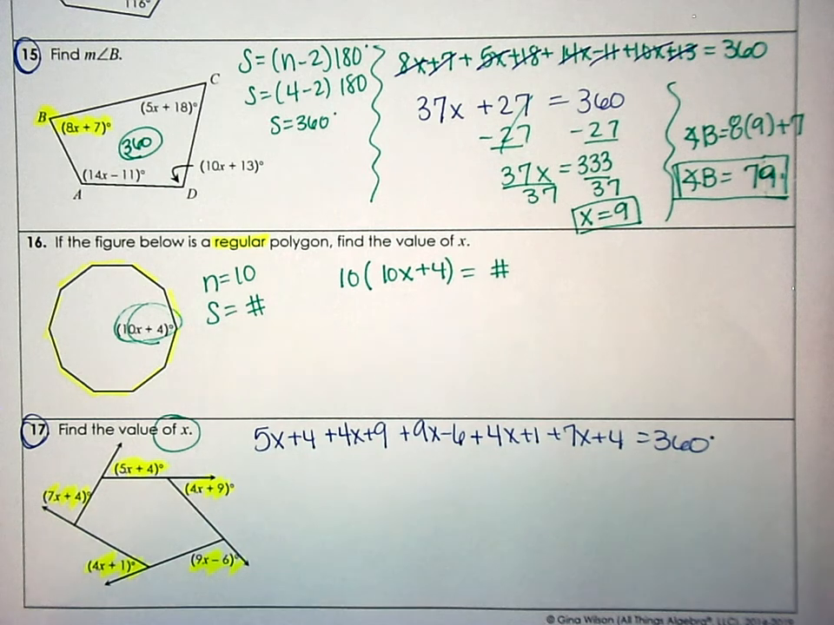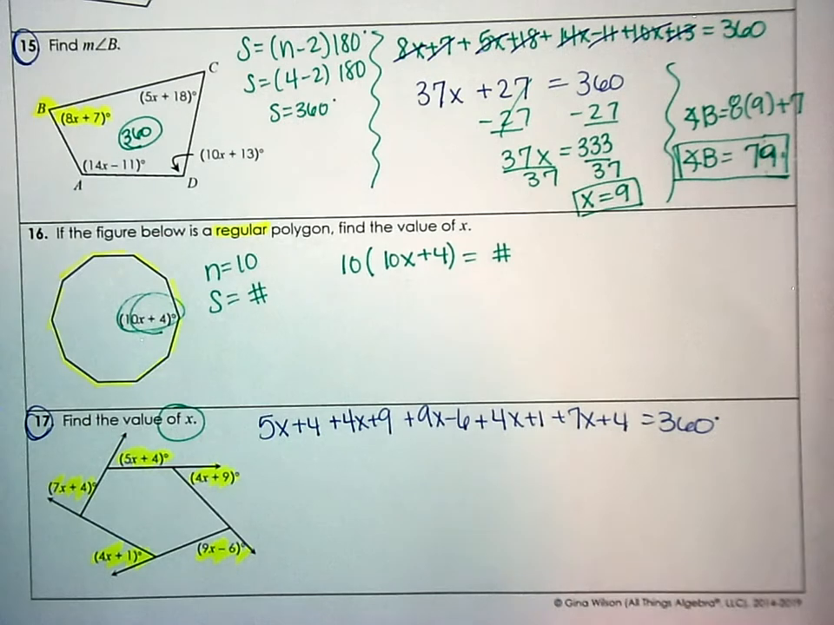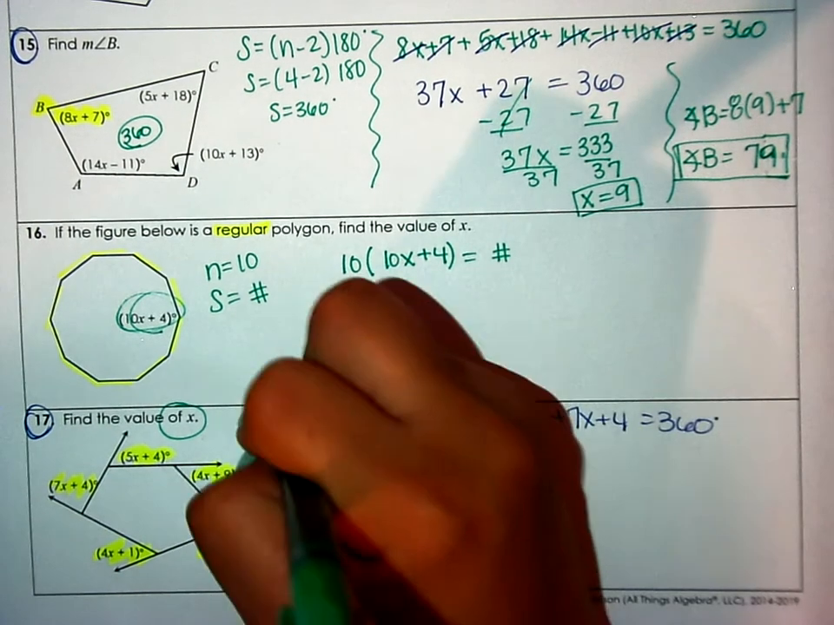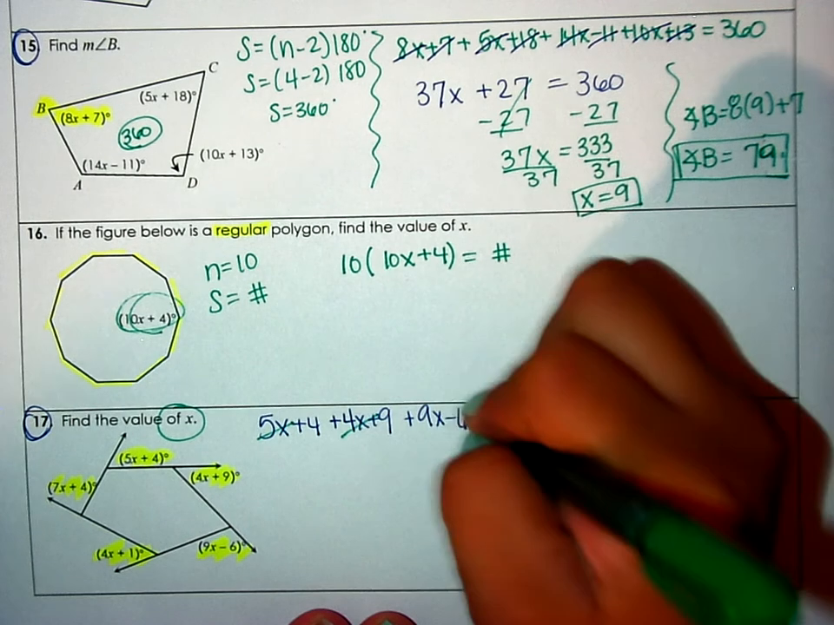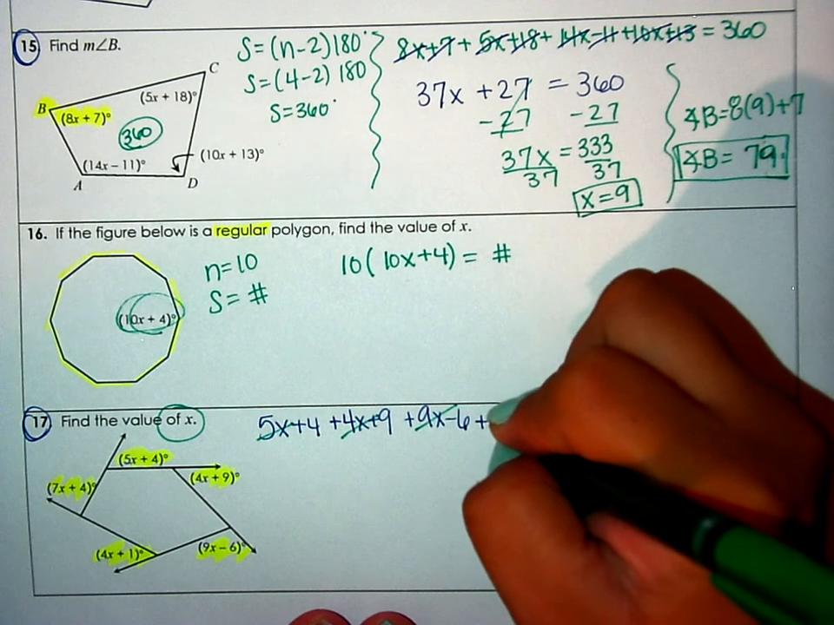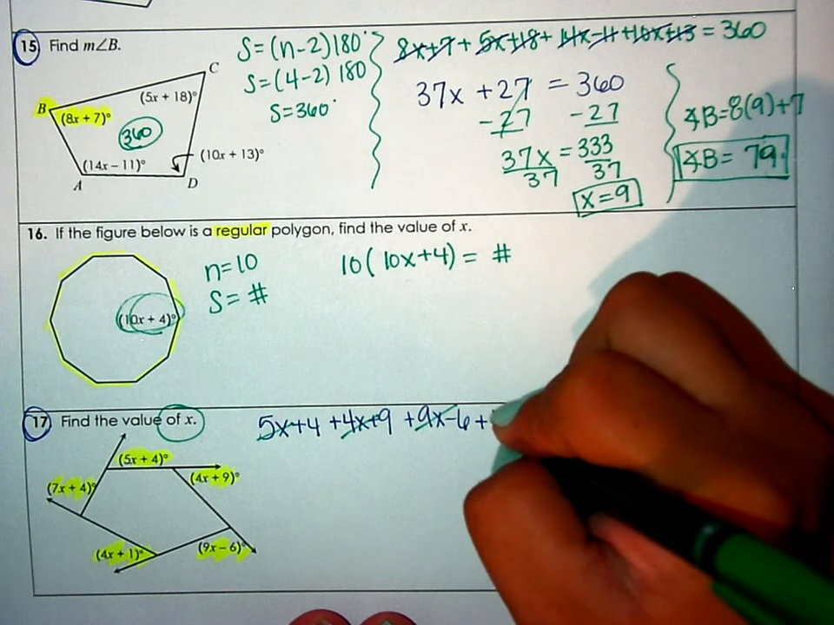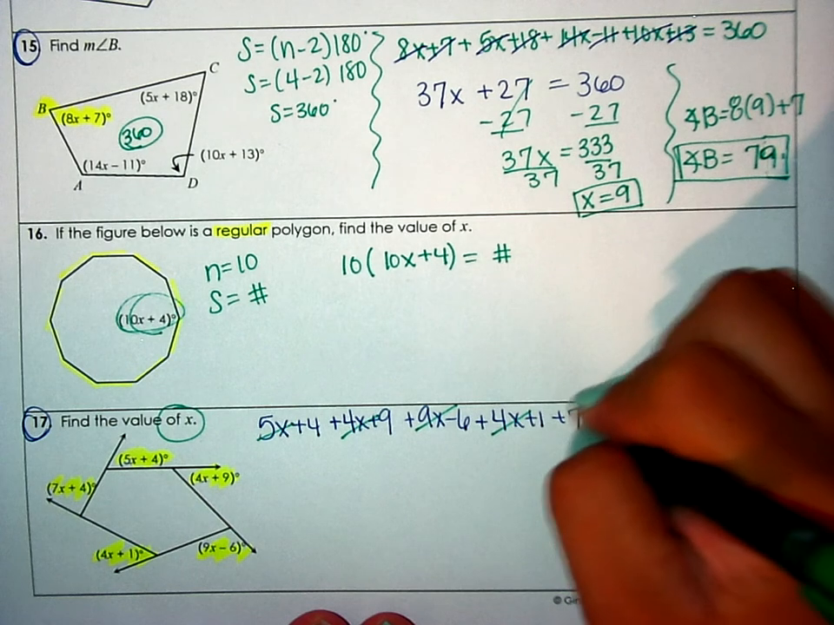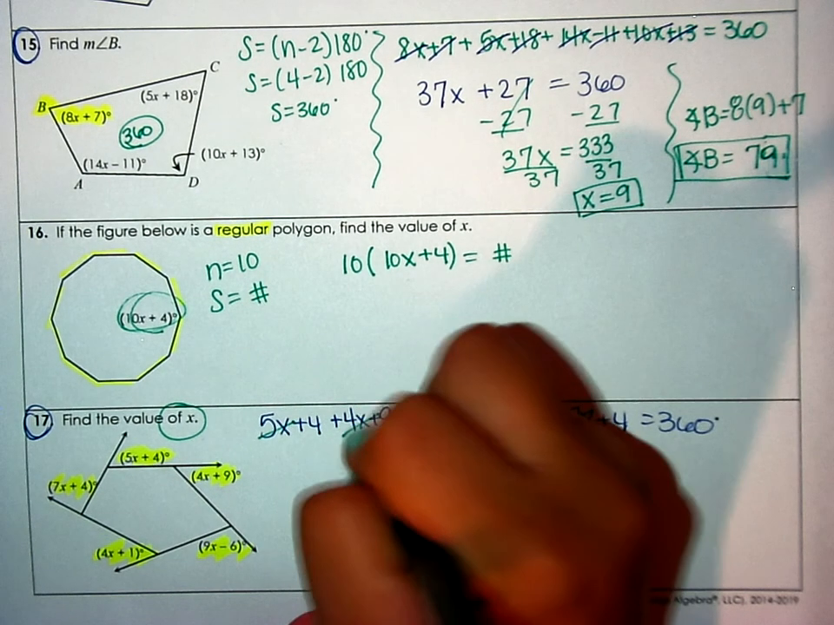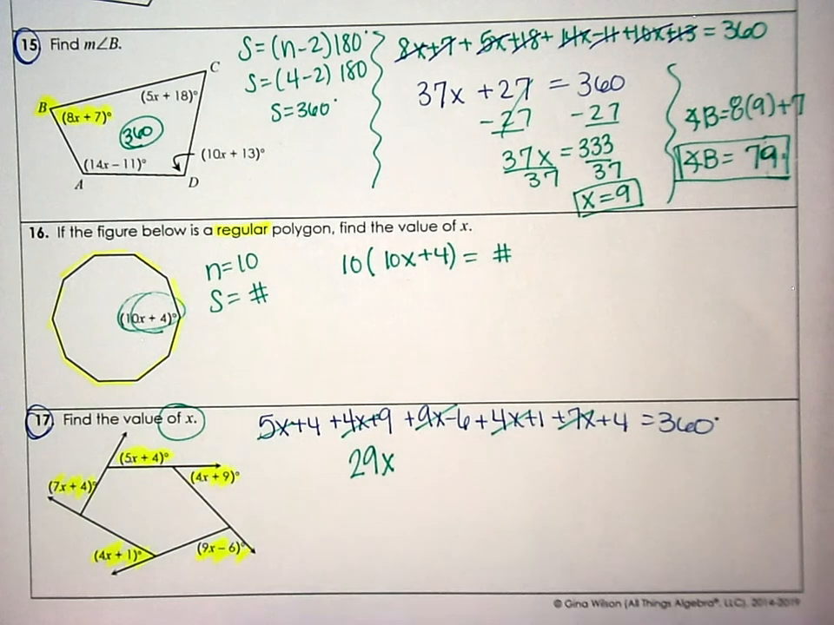Okay, I'm going to start combining my like terms. I always start with my x's first. So again, it's going to look complicated at first, but then it's going to clear up. So I have 5 plus 4. That's 9. I keep going. Plus 9 is 18. Plus 4 is 22. Plus 7 is 29. So there's my x's.